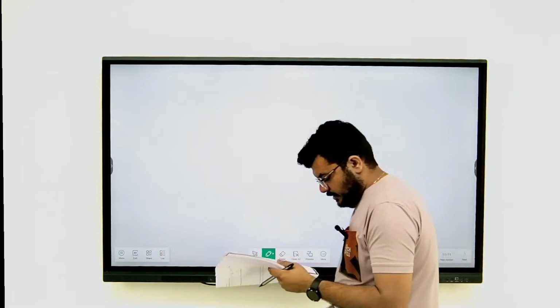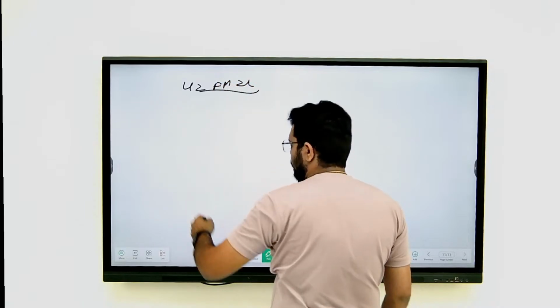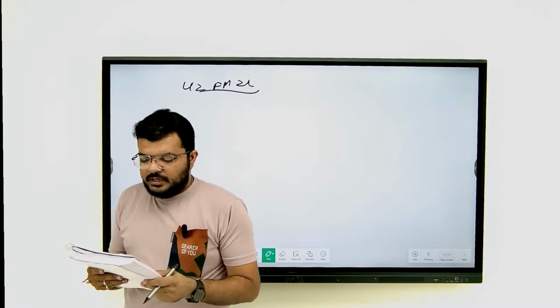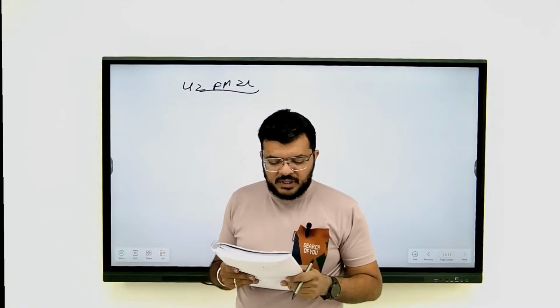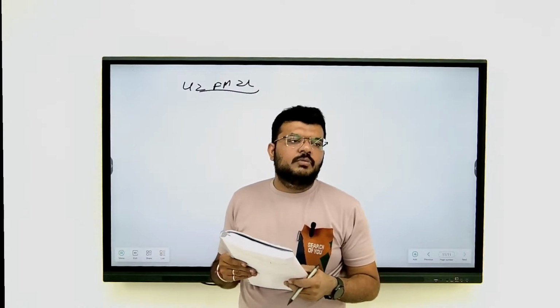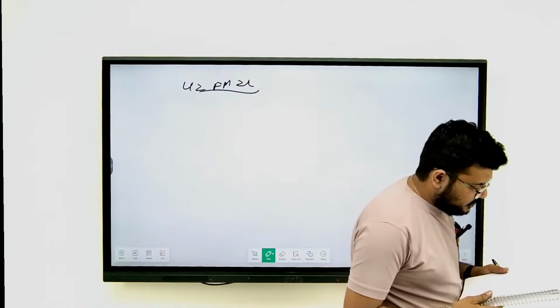Okay, you have 4-2 FM21, right? The question is 4. The defining equation of simple harmonic motion is this. State the significance of the minus sign, that they are in opposite direction, right?